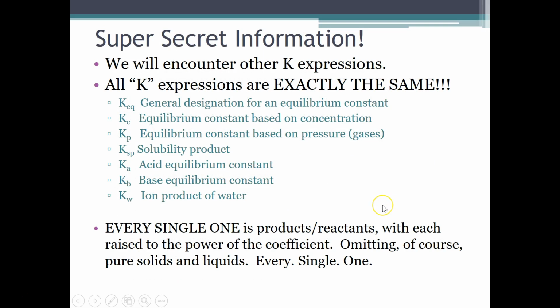Alright, so super secret information. I'm assuming it's super secret because a lot of this we're going to look at in Unit 8. So like I mentioned, KEQ is the general designation for an equilibrium constant. K sub C concerns concentration. K sub P concerns pressure. KSP is called the solubility product, which shows us how much of an ionic solid will dissolve in water. Ka and Kb are acid and base equilibrium constants, and Kw is the ion product of water. And again, these last three we'll look at a lot in Unit 8.